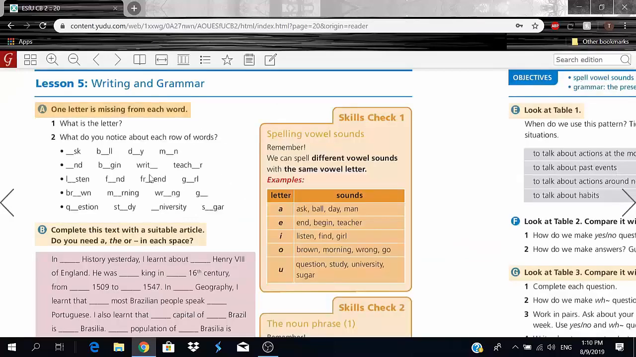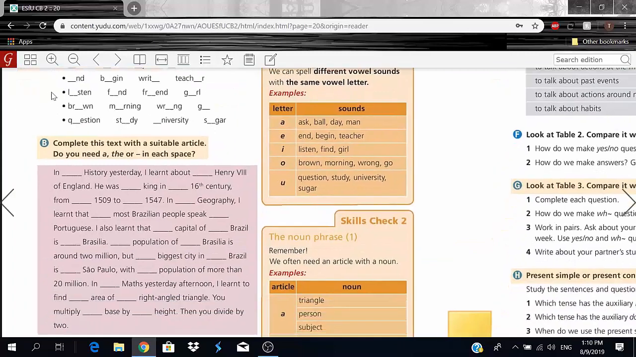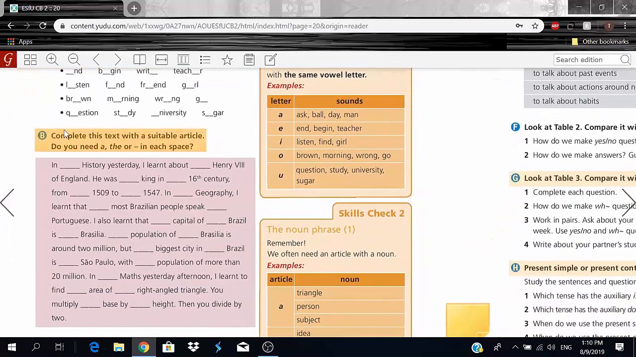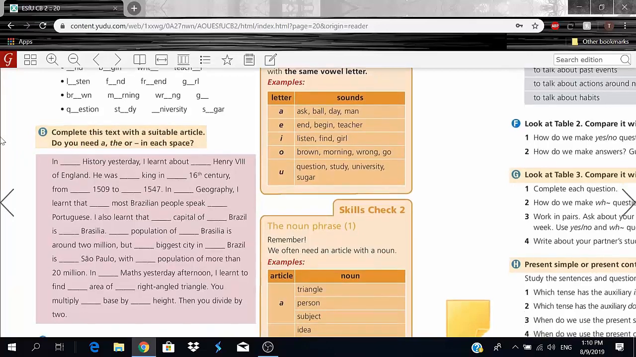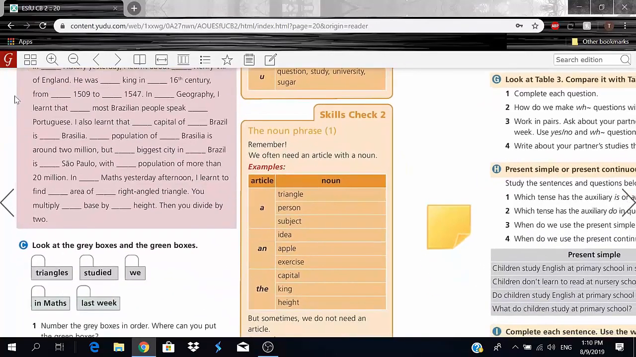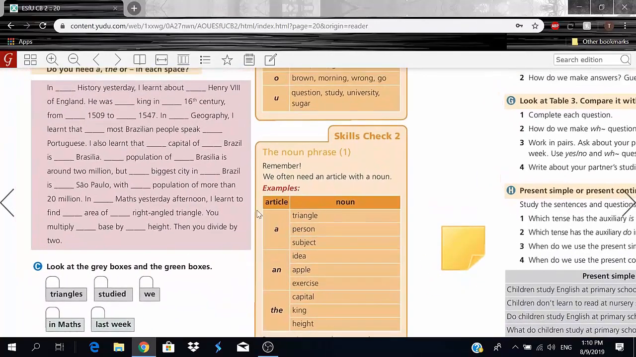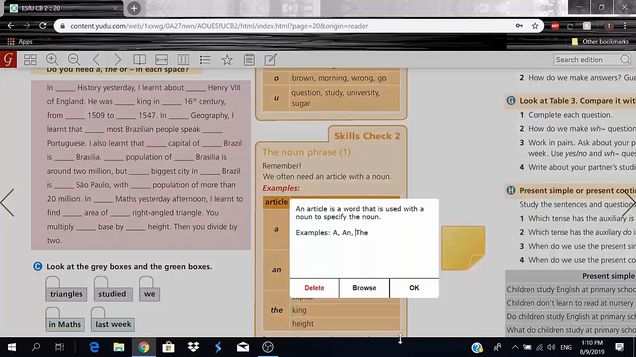Alright, you guys? Now, let's move on to exercise B here. Here we have: complete this text with a suitable article. Actually, let us know what articles are before doing this. So, skills check 2. Let me open this real quick. An article is a word that is used with a noun to specify the noun a little bit more. So we have examples such as a, an, and the.